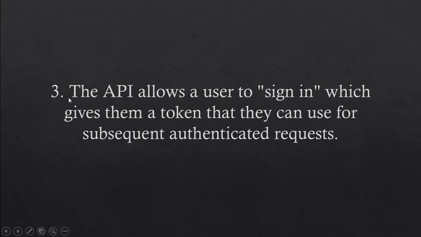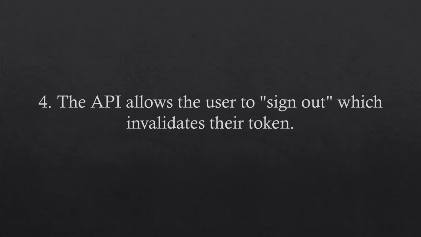Thirdly, the API allows the user to sign in, which gives them a token that they can use for subsequent authenticated requests, which means if you have registered and signed into this API, then you'll be given a token that you can use to make API calls. Without any token, you cannot make API calls. Then the API allows the user to sign out, which invalidates their token, which means if you sign out, your token will not be available.